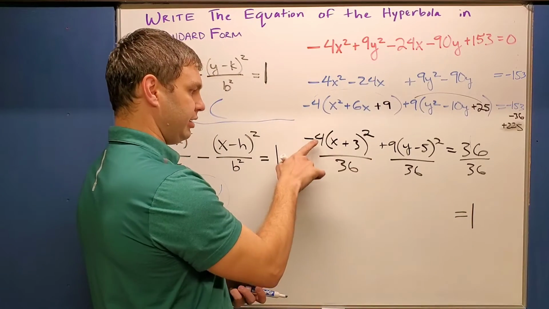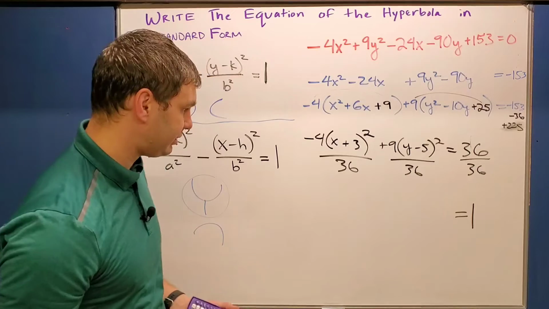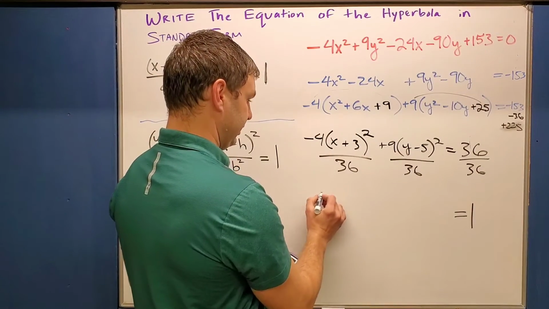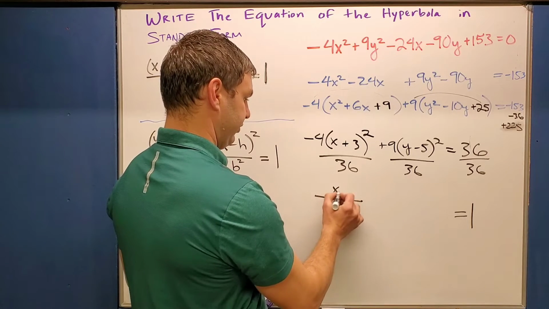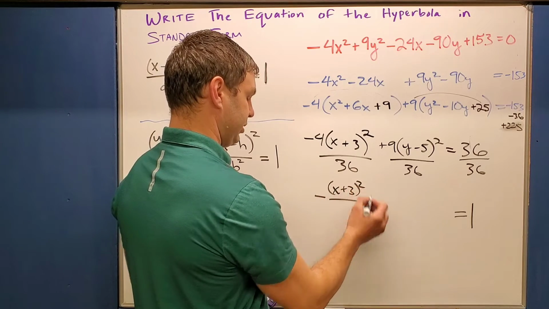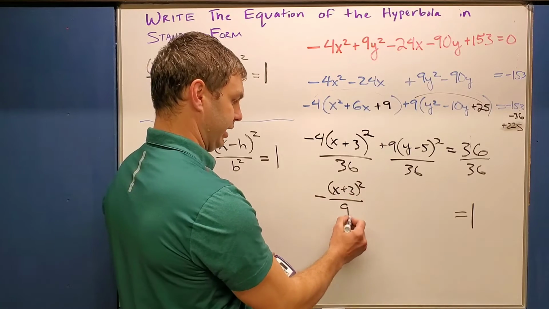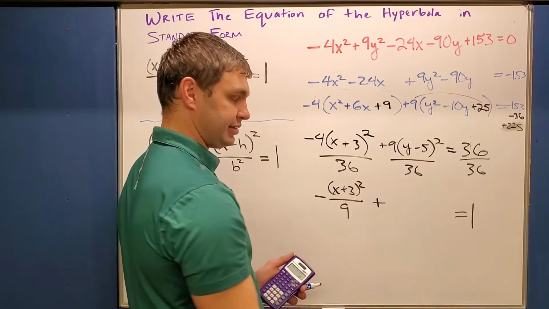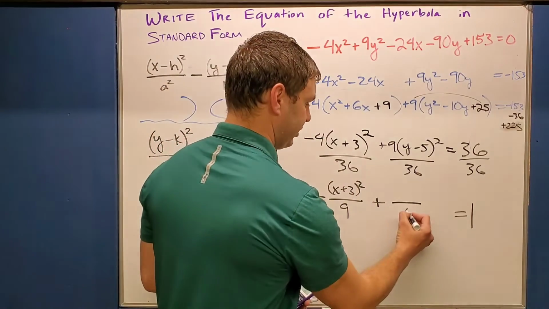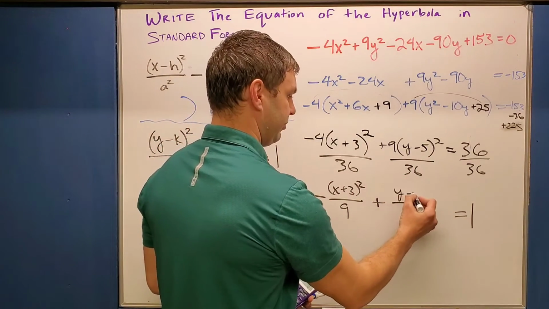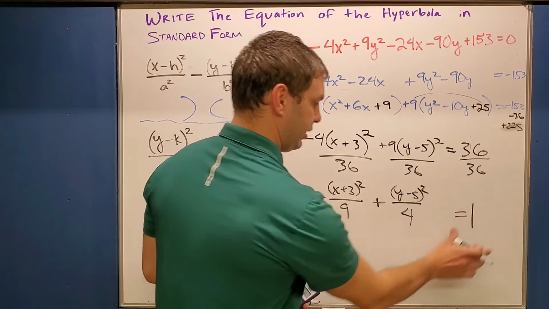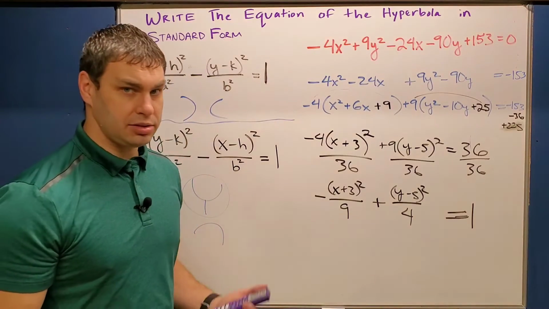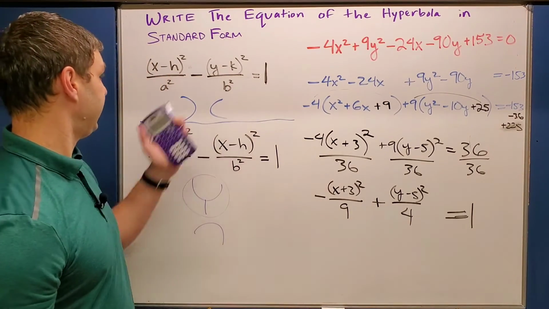On the other side, I know that negative 4 divided by 36 is negative 1/9. So what I can rewrite this to look like is negative outside of the x plus 3 quantity squared on top, and then have a 9 on the bottom, plus, and on the other one, 9 over 36 is the same as 1/4. So now my denominator is going to be a 4, and I'll have the y minus 5 quantity squared on top. And again, this all equals that 1 over there. Now this looks close to what it should be here in standard form.